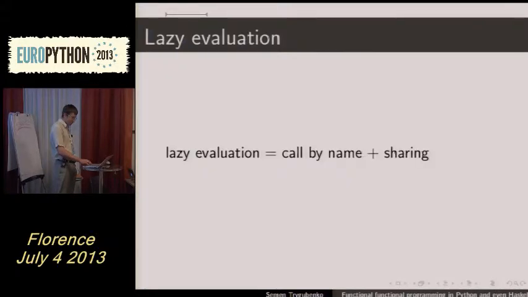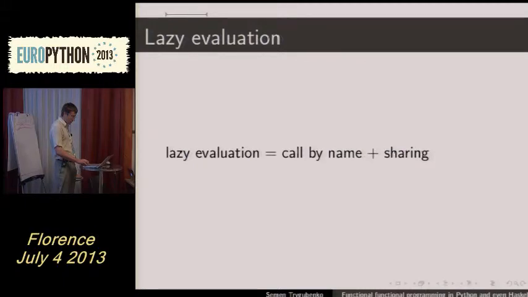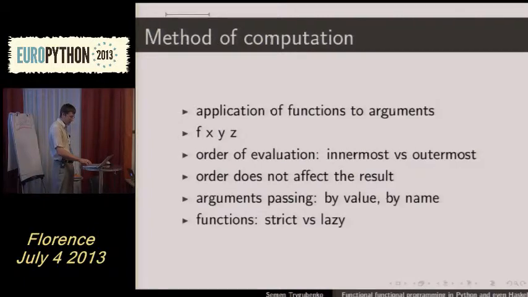So lazy evaluation is basically nothing but call by name united with sharing, and that in turn is an evaluation strategy. In Haskell, the evaluation strategy is application of functions to arguments. So everything is functions transforming data, and basically the order of evaluation.